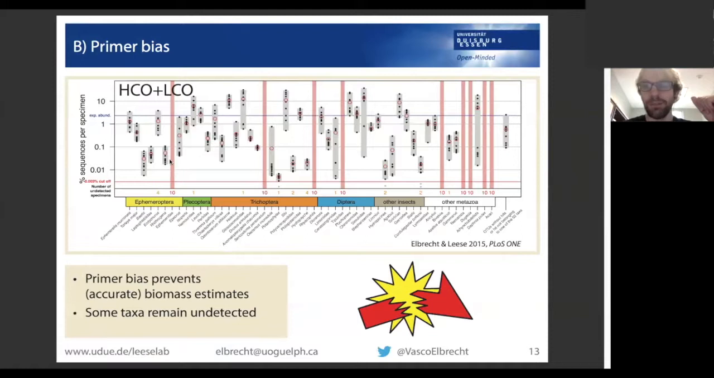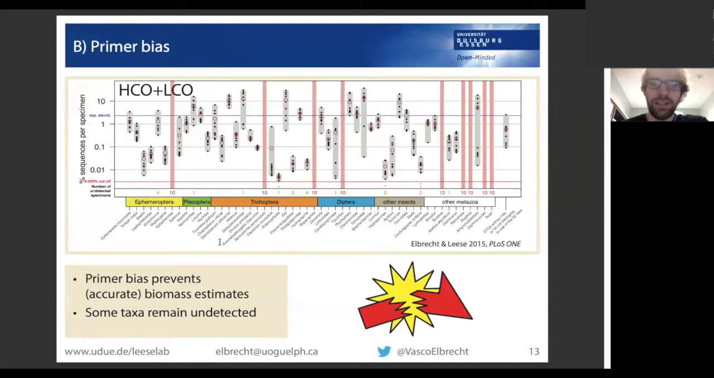It might still work, you might still get your few EPT taxa which tell you you have good water quality, but if we do this method, of course, you want to get it as good as possible and get it right. So this primer bias skews the abundance of your taxa by around 3 to 4 orders of magnitude, and also you have the biomass issue, which means that you cannot get the absolute abundance of your taxa. That's really important to keep in mind. Also, of course, some taxa might remain undetected.